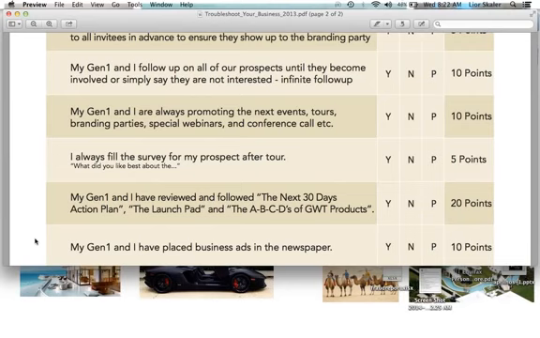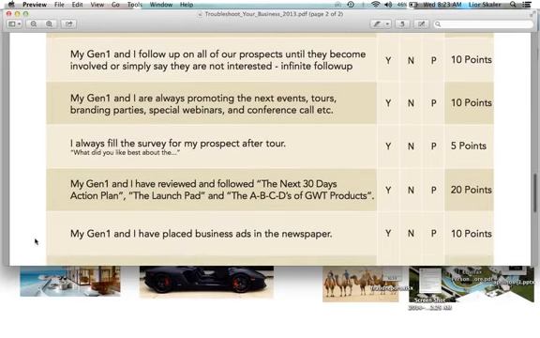My Gen 1 and I have placed business ads in the newspaper. Have you and your first generation placed business ads in the newspaper? The answer is yes, 10 points. No, 0. Partial, 5 points. It's a great way to advertise your business.